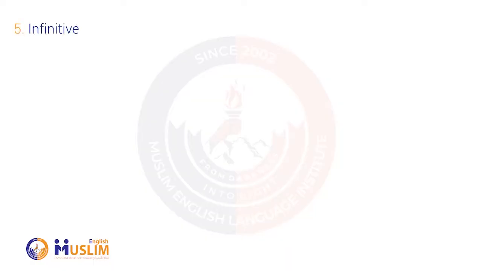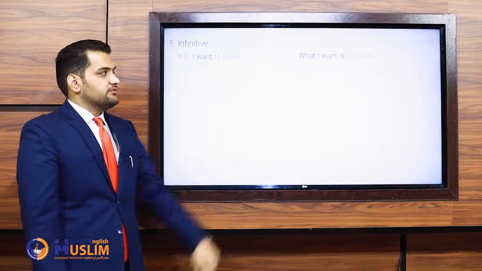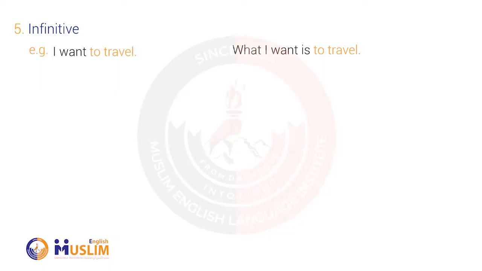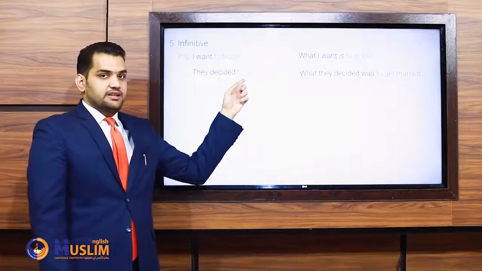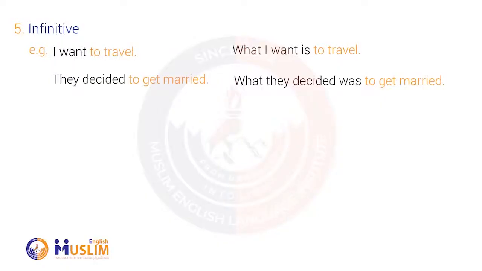The fifth thing is an infinitive. For example, I want to travel. If you want to emphasize to travel, you can say, what I want is to travel. So, what do I want? To travel. They decided to get married. Married is a part of the infinitive to get. So what they decided was to get married.